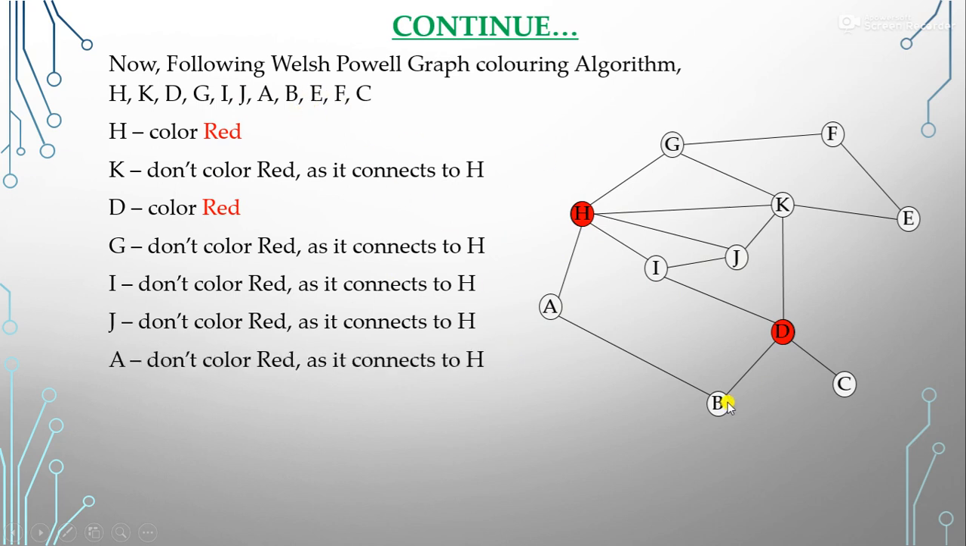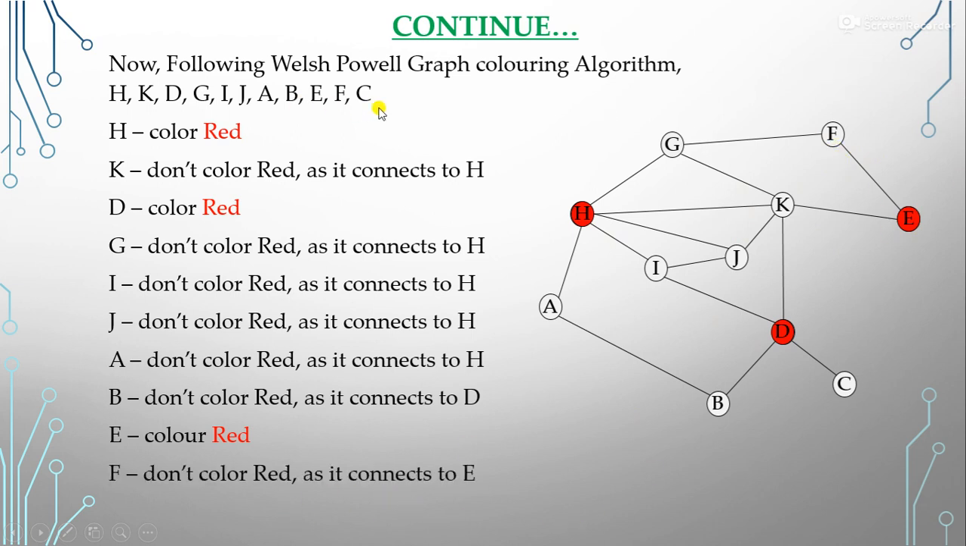After that B. Can we color B red? No, we can't color B red because it is connected to D, the same color, right? Now E. Can we color E red? Yes, because it is not connected to H and D. So we color E red. F, no, we can't color F red because F is connected to E. Now C. Can we color C red? No, because C is connected to D.